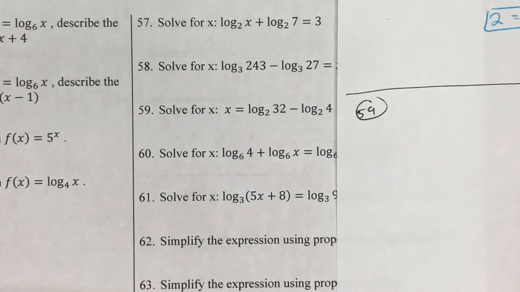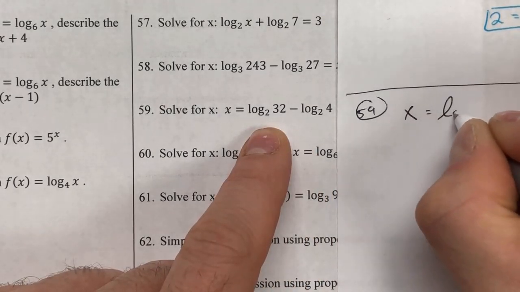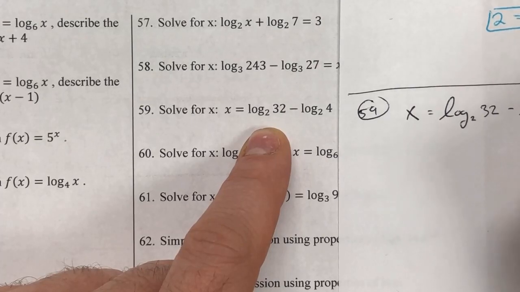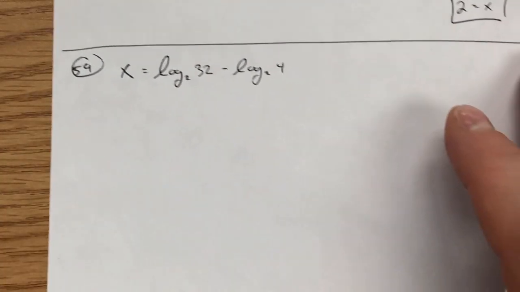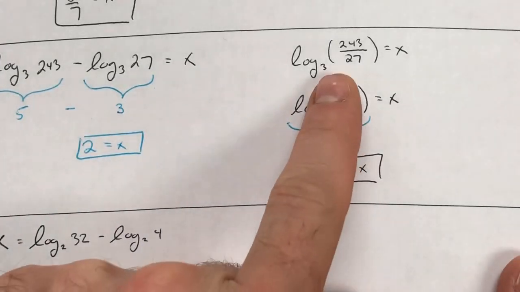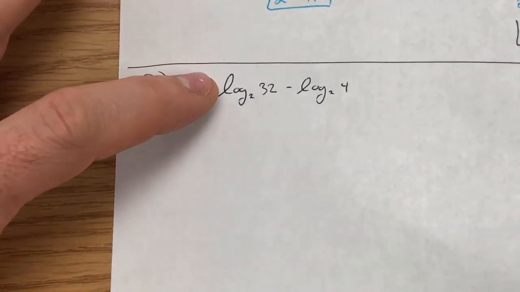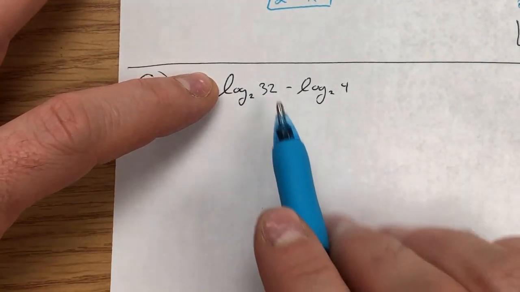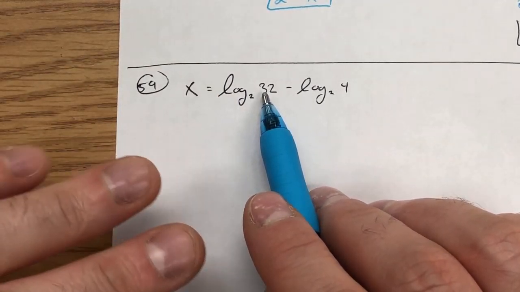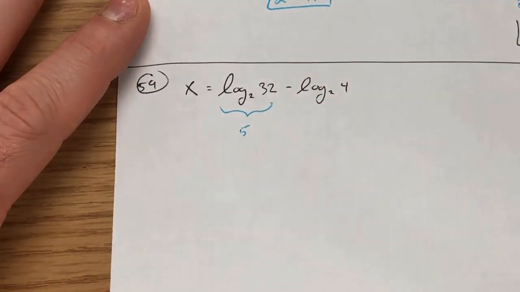Okay, so same style setup. I'm solving for x equals log base 2 of 32 minus log base 2 of 4. So I can work this just like I did before. I can evaluate each individual term, or I can combine them into one. If I evaluate each individual term, I know 2 to what power is 32? Let's see. We have 2, and then we have 4, 8, 16, 32. So this is going to be the equivalent of 5.